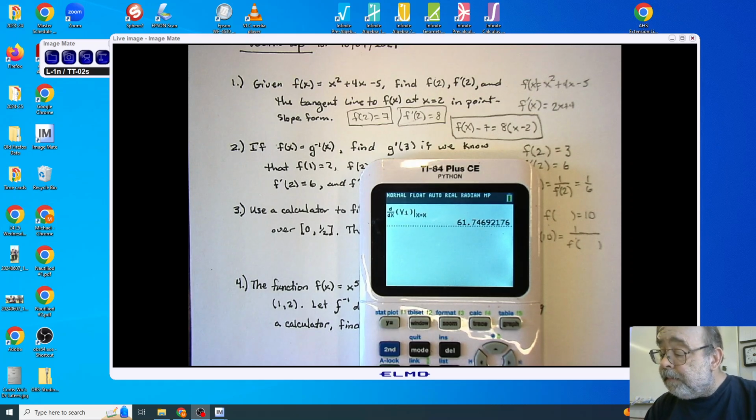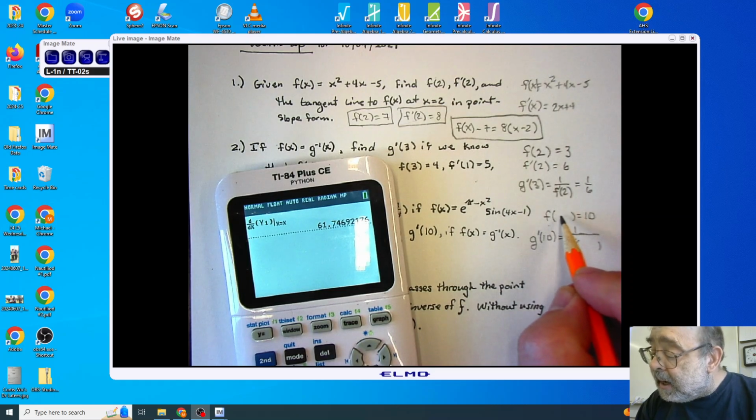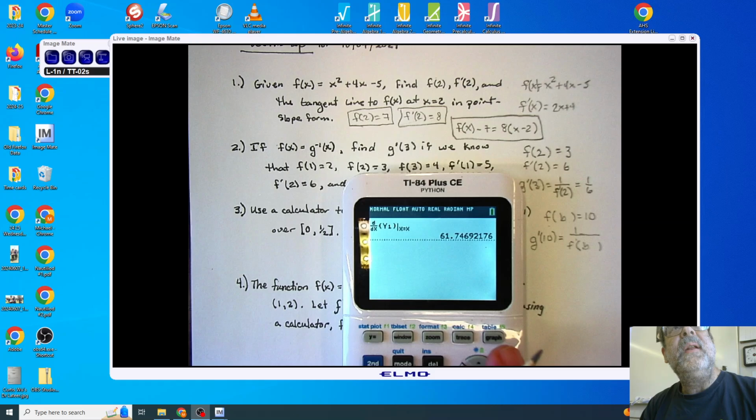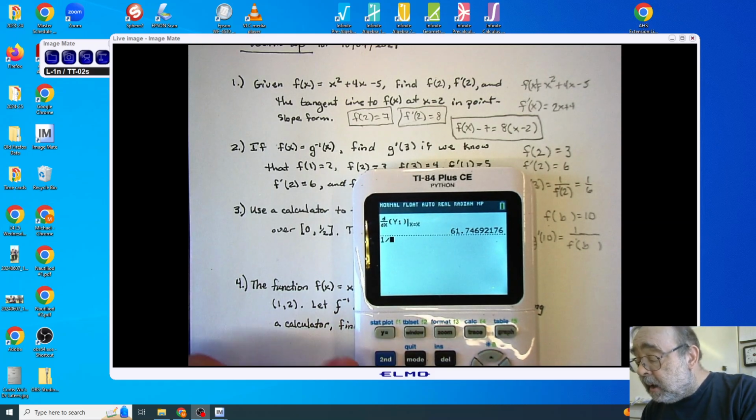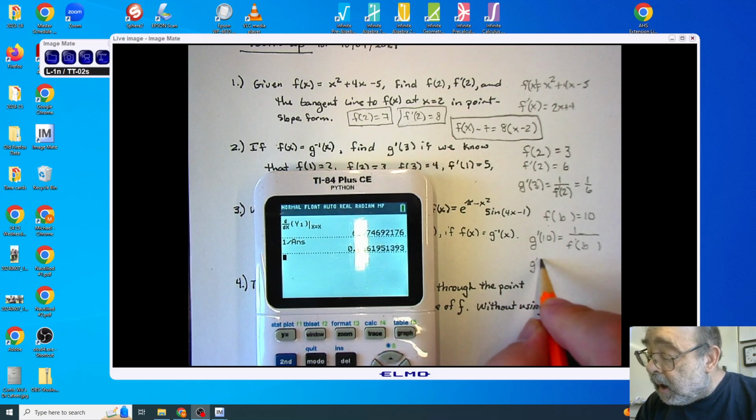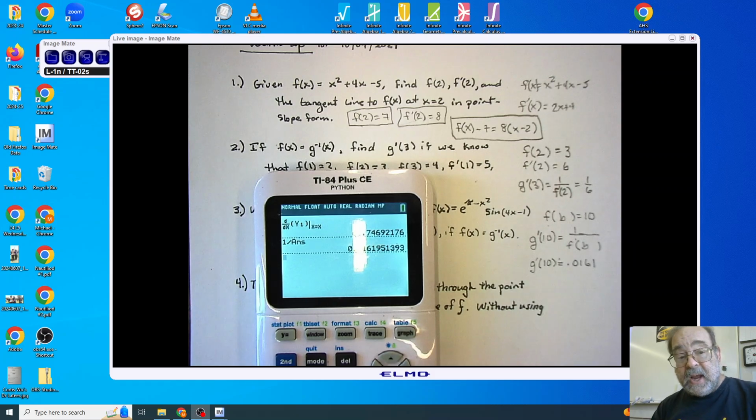And if I hit enter, I get 61.74692176. Now I want that entire value. But what I want, if you recall, is the reciprocal, because what I'm looking at is the b value for the inverse point. So we're going to take this again, and I'm going to go 1 divided by my answer in order to find the derivative. That is the derivative that I'm looking for. And g prime of 10 has to be approximately 0.016, and I'm just going to go to 4 decimal places for the sake of argument.